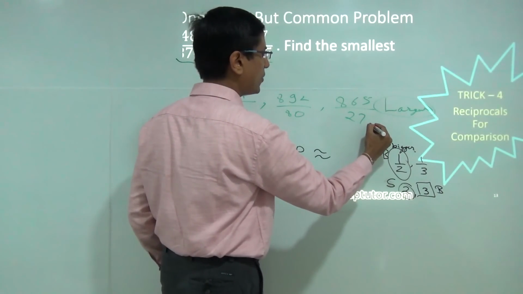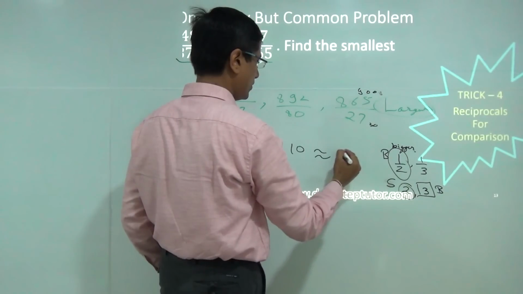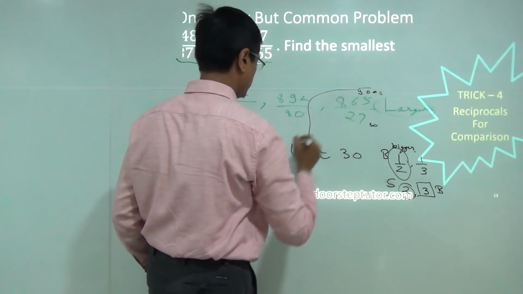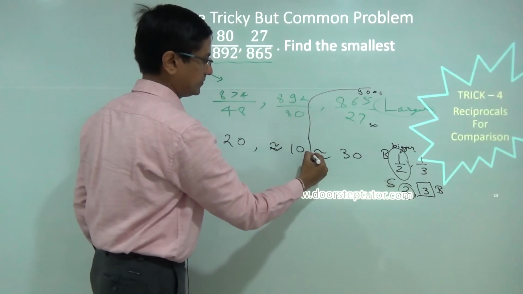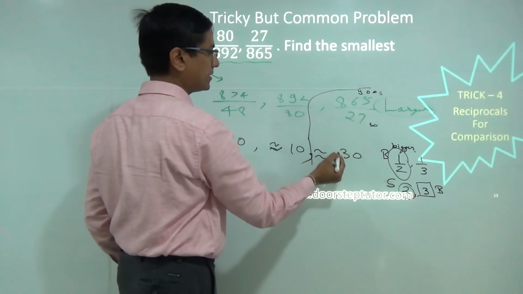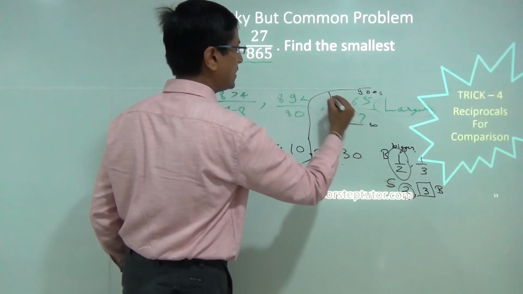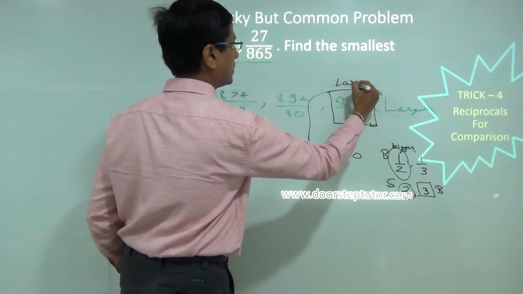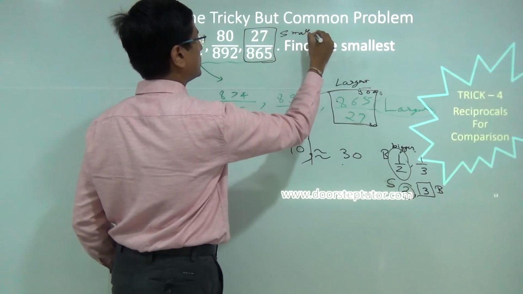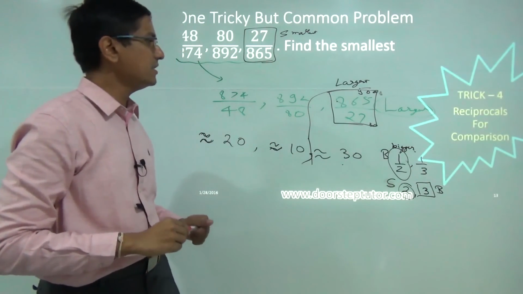And for this, 27 I can say is approximately 30, and 865 is approximately 900. So this is approximately equal to 30. Now I can see that the largest here is 30. So from all of these three, this is the largest, so this would be the smallest fraction. It is my answer. So we can use reciprocals for comparison to our advantage.